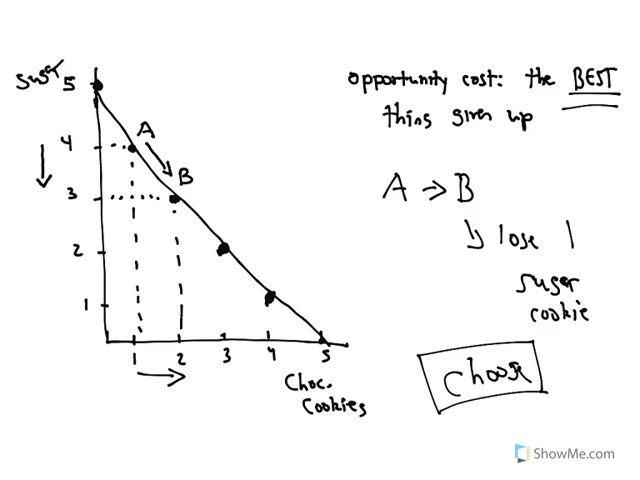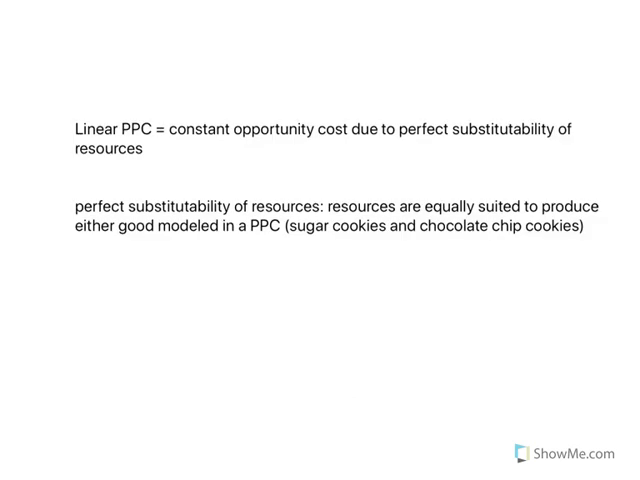And if we kept doing this, if we go from B to C and I asked you, what do you give up? It's still going to be 1 sugar cookie, right? And if I go from C to D, what am I giving up? Again, I'm giving up 1 sugar cookie. So it's always 1, 1, 1, 1. So we can conclude that a linear production possibilities curve has constant opportunity cost.